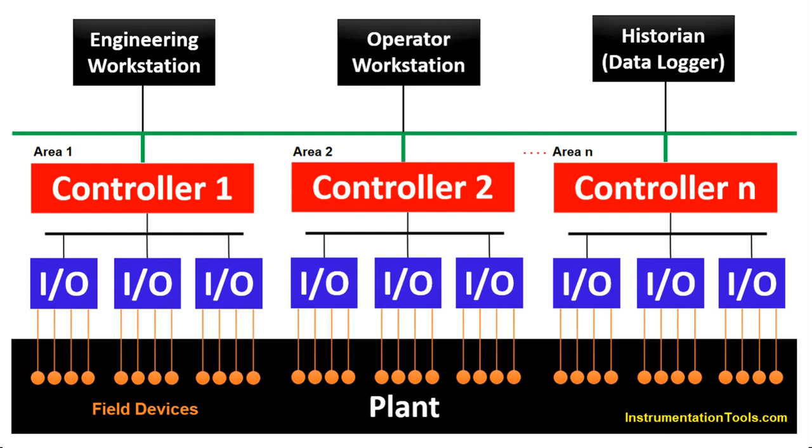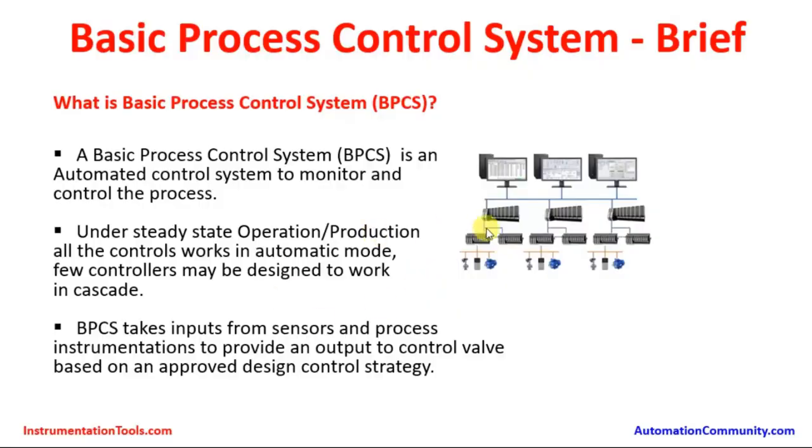In the process plants, there are several thousands of transmitters which sense pressure, temperature, flow, etc., and several hundreds of valves that operate the process. So all these things have to be operated automatically to have a trouble-free operation, for which the BPCS is used. Here we are seeing a brief overview of it.